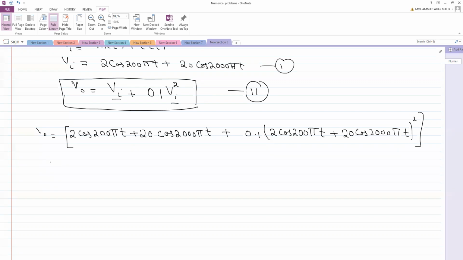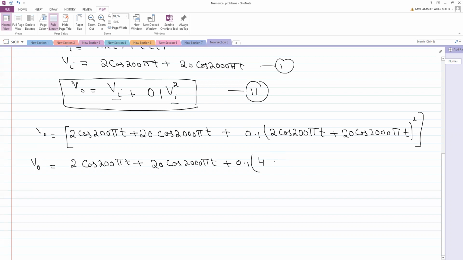Anybody having any confusion till now? Please tell me. Okay, so just solve this. On solving the equation, we have 2 cos 200 pi t plus 20 cos 2000 pi t, then 0.1 times a plus b whole square. What's the value of a plus b whole square? It is a square plus b square plus 2ab, right? Tell me fast.